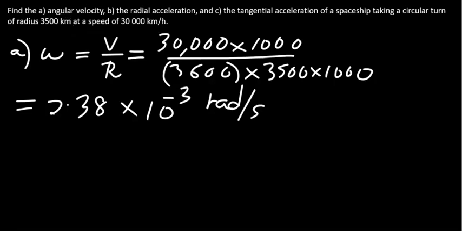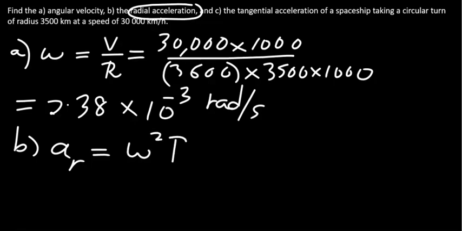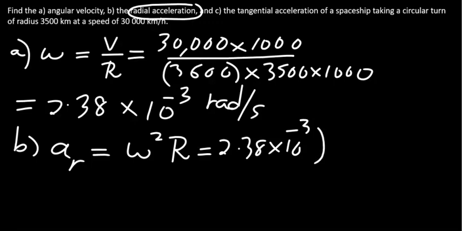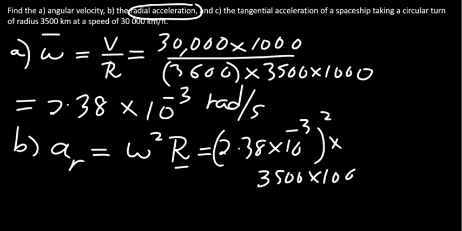for the angular velocity. Part B, the radial acceleration, meaning the centripetal acceleration. In terms of omega, it is just omega squared times the radius of the trajectory. Now we know what omega is. It's 2.38 times 10 to the power minus 3, square that, times the radius, which is 3,500 kilometers. So you multiply that with 3,500 times 1,000 in order to convert that into meter. And the answer is 19.8 meter per second squared.